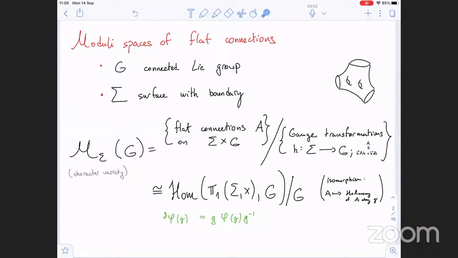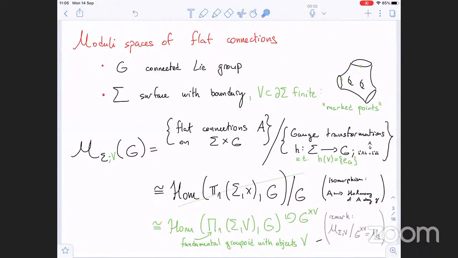Okay, and what I will consider is a slight update of this, which contains the previous situation. I choose a few marked points on the boundary of the surface. This is the set V, a finite set of so-called marked points. And what does this mean? One can just draw points, but for the flat connections, it means that we restrict those gauge transformations to be equal to the identity at those marked points.